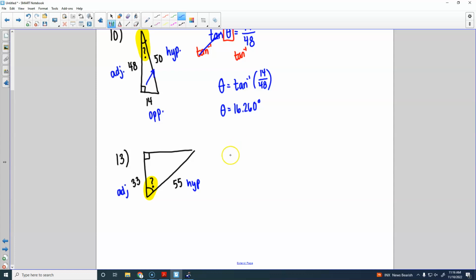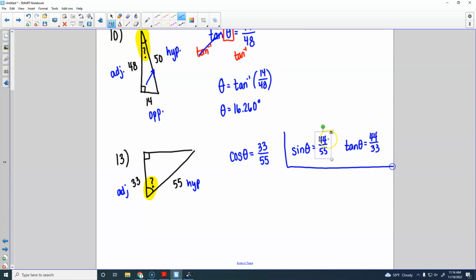I would have to use cosine. So I'd have to say cosine of theta equals 33 over 55. Now, because that's not really the case, it would be fine if you set this up and said sine of theta is 44 over 55, and it would be okay if you said tangent of theta is 44 over 33. Those are also okay, but we're just pretending like we don't know what that side is.